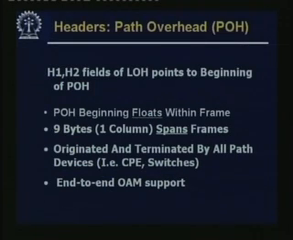Now, of course, where is the path overhead? There are two fields, H1 and H2, in the LOH, which is the line overhead. LOH means line overhead, which points to the beginning of the path overhead. The path overhead beginning floats within the frame, 9 bytes, that is one column, and it may span frames along with the SPE, originated and terminated by all path devices. Okay, and this gives you end to end support. So, these are the features of path overhead.